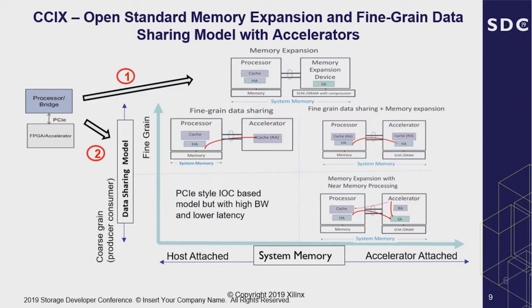Number one, which is straightforward, is the vector above, which is the memory expansion use case. It's not very hard to do, but at the same time, you have to do it in a standard way. What it's simply saying is that I now have a home agent in the processor that can home memory that is attached to the C6 interface. And you can cache it, any processor can access it, and then cache coherency will be maintained.